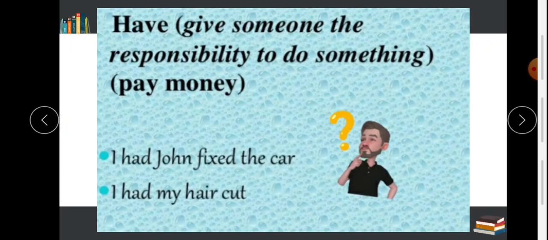First, we have here the first verb that it's going to be the verb have. When do we use have? To give someone the responsibility to do something. And how do you give this person the responsibility? By paying money. For example, I had John fixed the car and I had my hair cut.